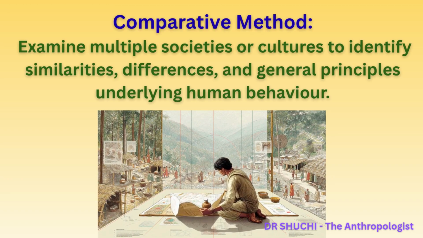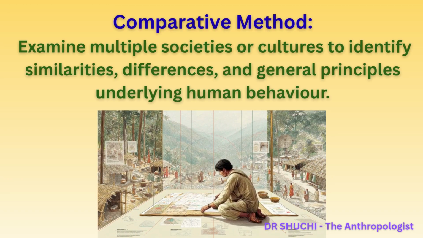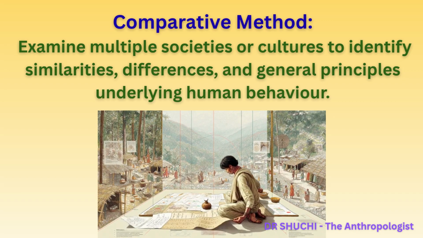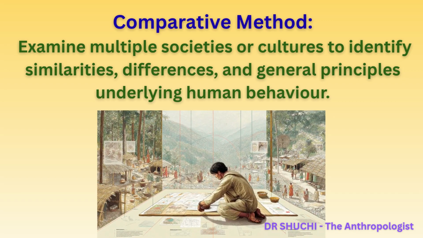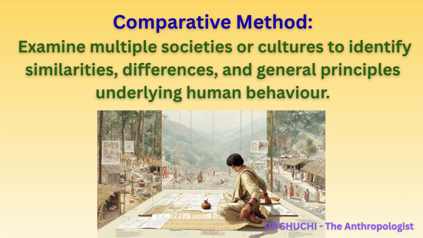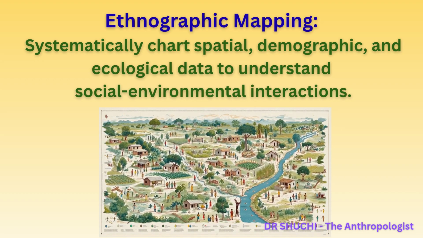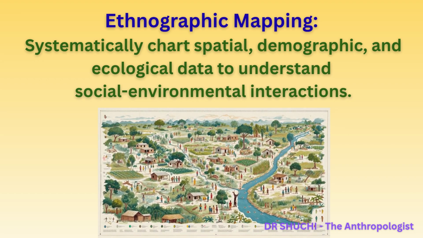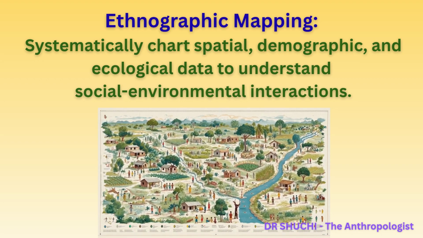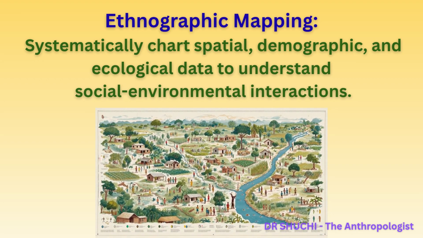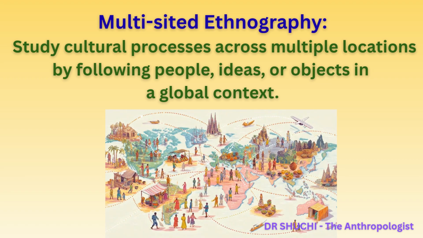Comparative method. Examine multiple societies or cultures to identify similarities, differences, and general principles underlying human behavior. Ethnographic mapping. Systematically chart spatial, demographic, and ecological data to understand social environmental interactions. Multi-sited ethnography. Study cultural processes across multiple locations by following people, ideas, or objects in a global context.